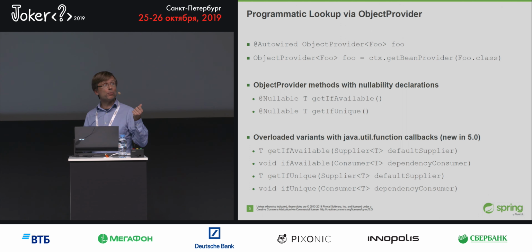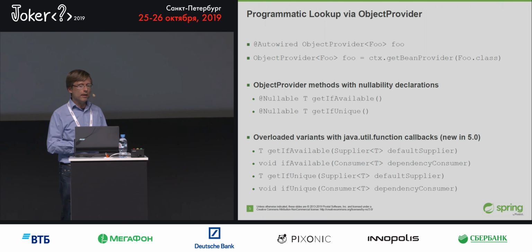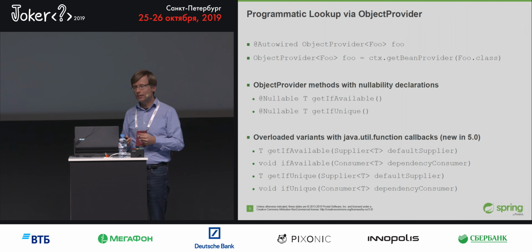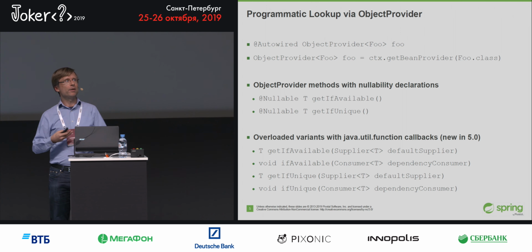It can be obtained through annotation-based injection. At Autowired, just declare ObjectProvider of Foo. And as of 5.1, there's also a programmatic variant. The getBeanProvider method on the bean factory returns the same kind of object provider handle for programmatic purposes.